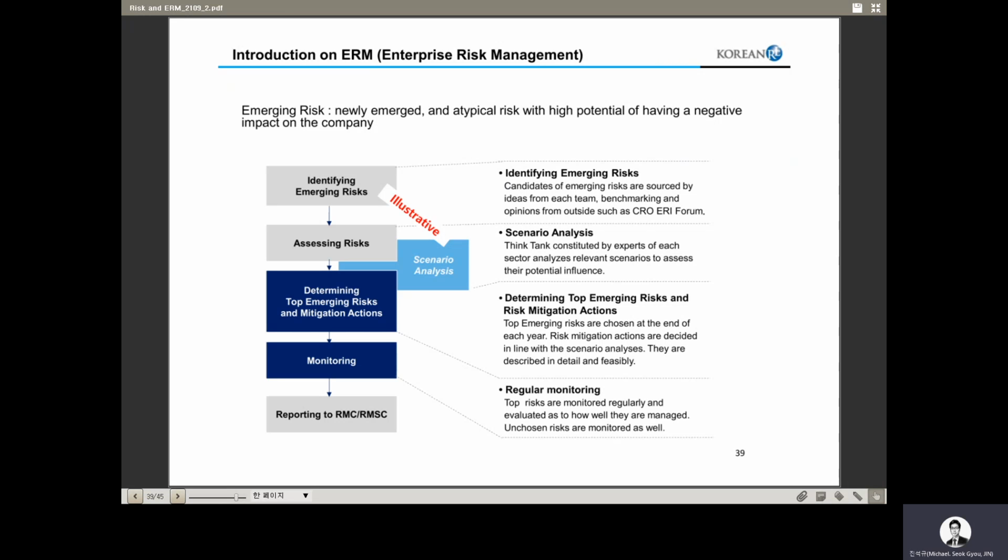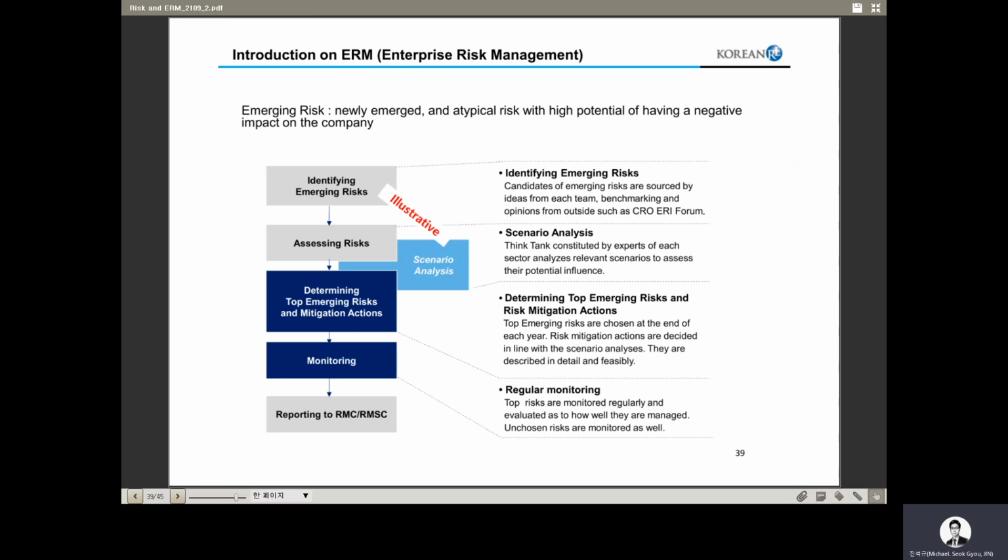We are controlling our known risk, but if an unknown risk comes up next year, we are experiencing very high potential of loss, so we are reviewing all of those emerging risks annually. We first identify emerging risk by ideas from each business team and benchmarking and other opinions from outside, such as CRO and ERI forum.